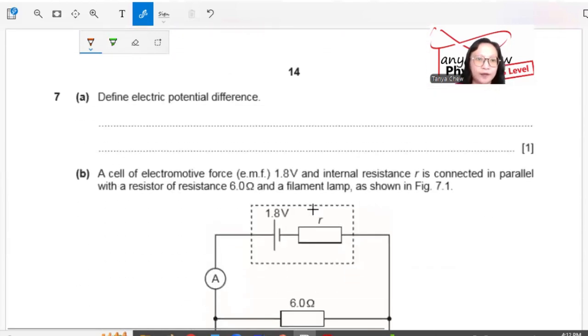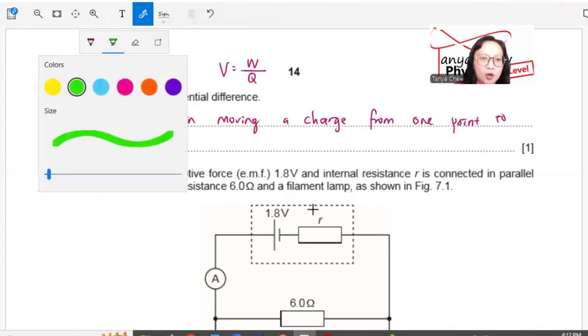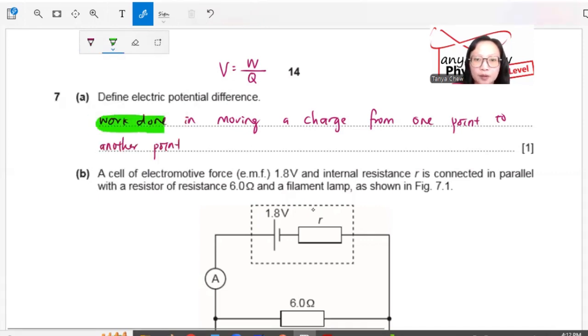Now, question number 7, define electric potential difference. So electric potential difference, V, is defined as W over Q, which is work done in moving a charge from one point to another point. So the keywords are work done, moving a charge, one point to another point.